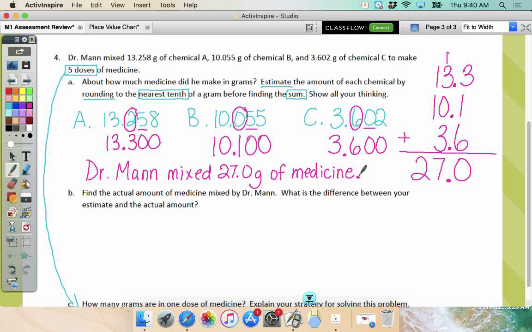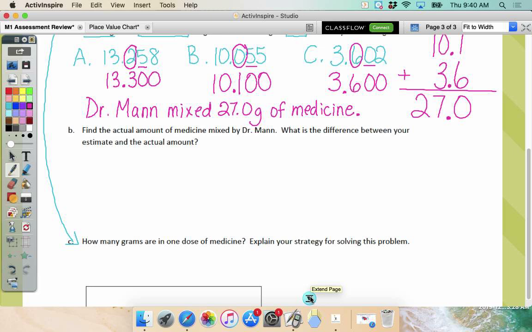So two things here. You had to round each number, then add. Okay? All right, we're going to go down to the next one. This one says, find the actual amount of medicine mixed by Dr. Mann. Then it says, what is the difference between your estimate and the actual? So we have two things: actual amount and difference. So what am I going to do for the actual amount? What kind of math problem am I going to do? Adding. I'm going to add these three actual numbers, the ones I wrote in blue.